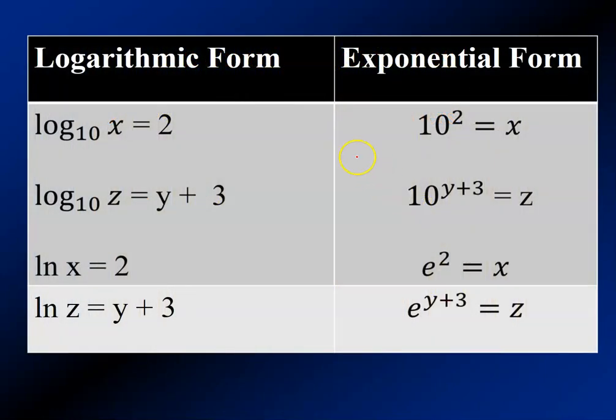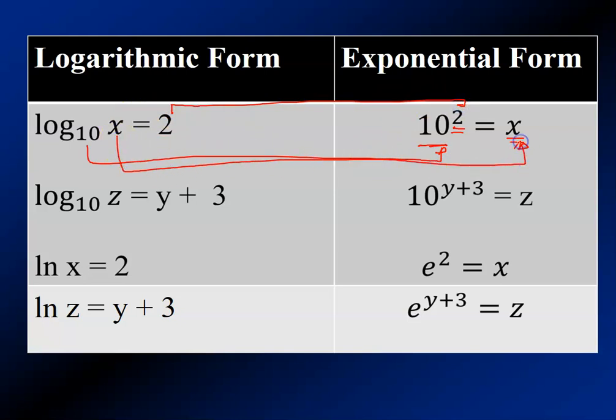So from logarithmic form to exponential form. If you can see here, we have log x base 10 equals 2. So you have the base, you have the exponent, and then you have the value of x. That is how you convert a logarithmic function into an exponential function.